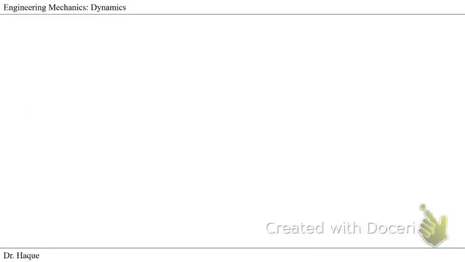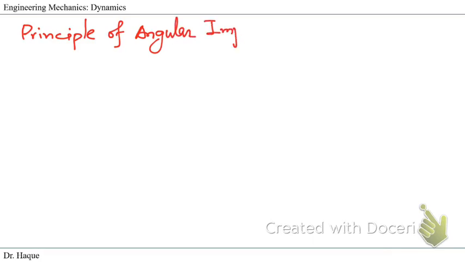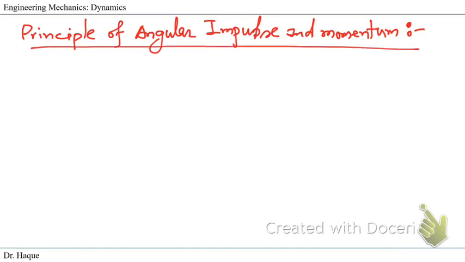So let's formulate our principle: the principle of angular impulse and momentum. Remember, we also had a principle of impulse and momentum, and the only change is that we're going to do it for the angular scenario. So we have to start with the definition.